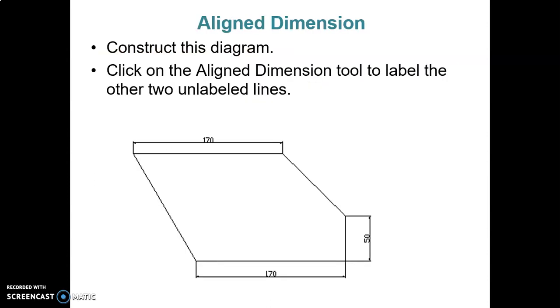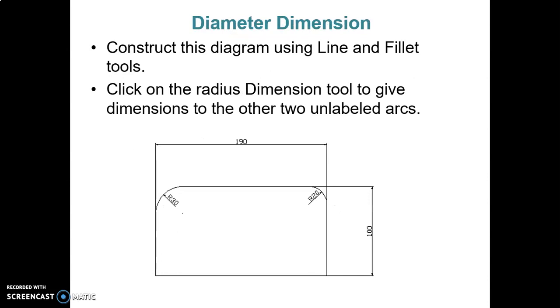Okay, and then construct this diagram. Draw it first. Click on the Align Dimension tool to label the other two unlabeled lines. Okay, try this one. And then for diameter dimension, construct this diagram using line and fillet tools. Then you click on the radius dimension tool to give dimensions to the other two unlabeled arcs. That is for the radius.